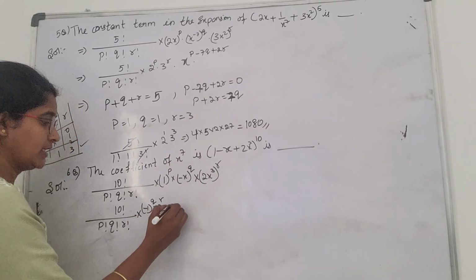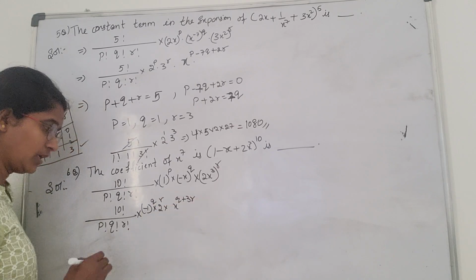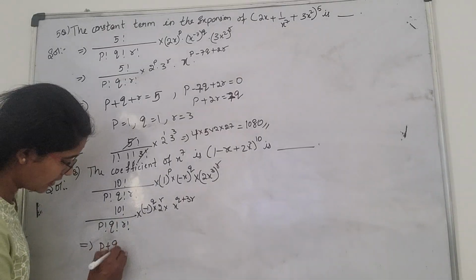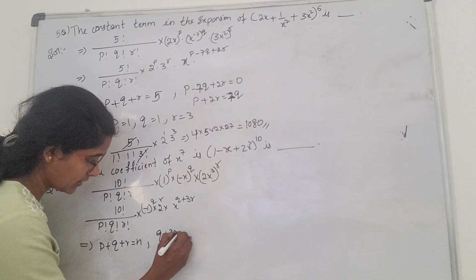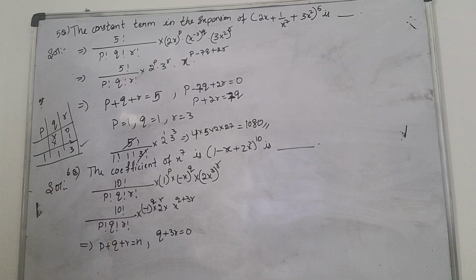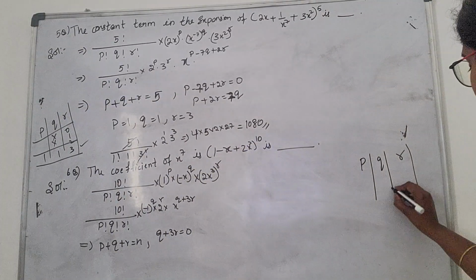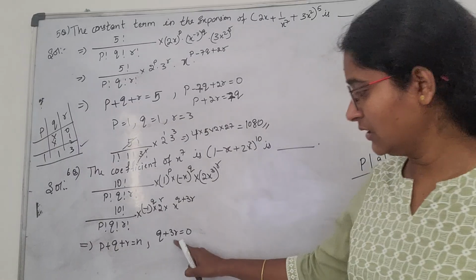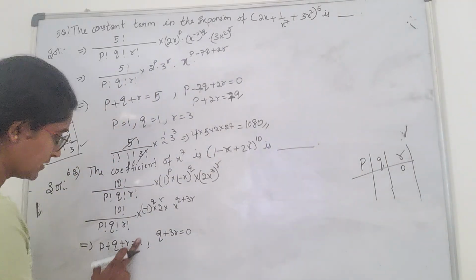Now I'll write x power of q plus 3r. So we are going to get two equations in this. One is p plus q plus r equals n, and the other is q plus 3r equals 0. Now we'll write a table like this, p, q, r, and find how many possibilities we are going to get. If I keep r as 0, then q will also be 0, and p is 10, right? It's 10.